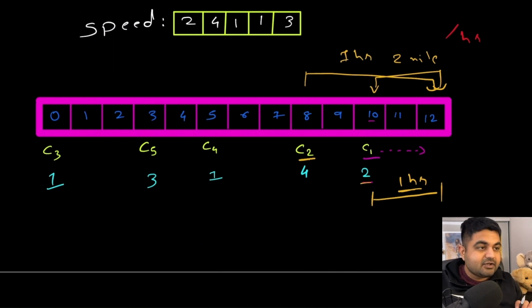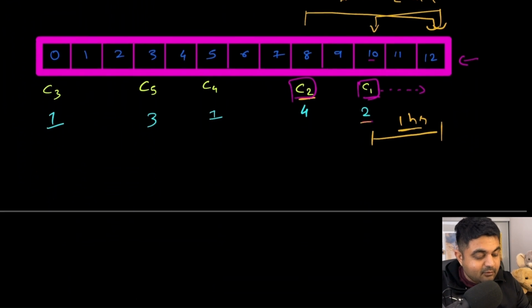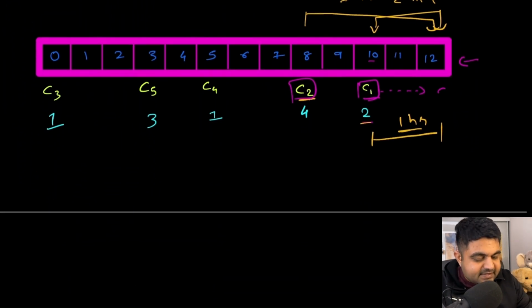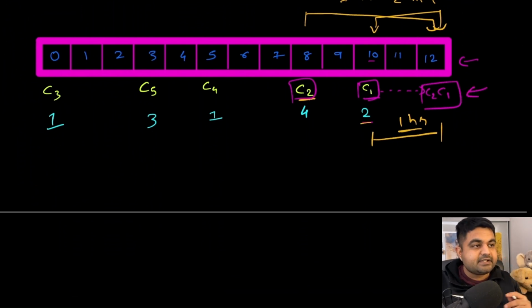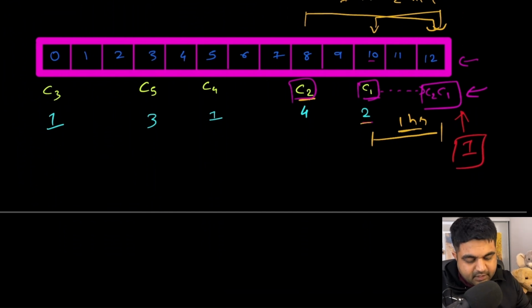So based on this, we can conclude that both C1 and C2 are going to reach the destination around the same time, around the 1 hour mark, which means C1 would be here and C2 would be very close to it. So these two cars are going to reach the destination around the same time, which means this is going to be one fleet that arrives at the destination. So now we already took care of one fleet. So let's just get rid of these.